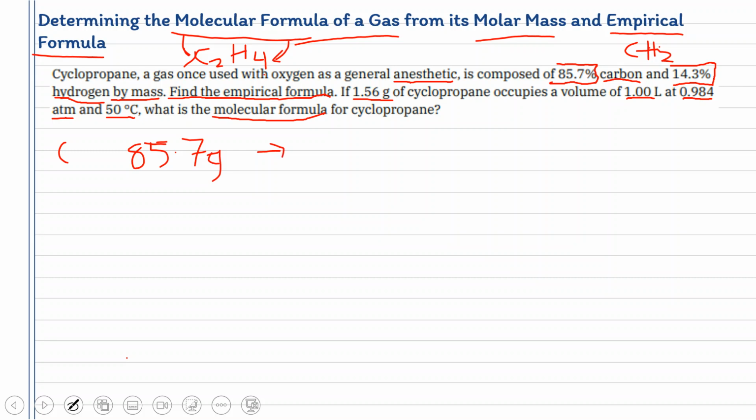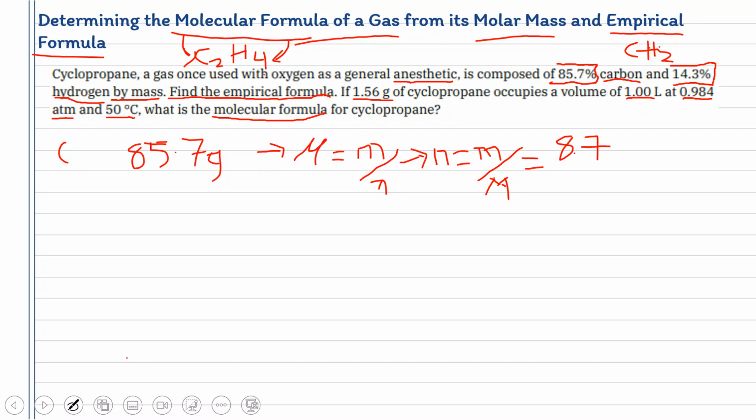Remember the formula we've been using always. Remember the base formula for molar mass is mass over mole. And from this, we can find mole to be equal to mass over molar mass. Great. And that should give us mole. Okay, so let's do this together. What is the mass we have here? The mass is 85.7 grams.